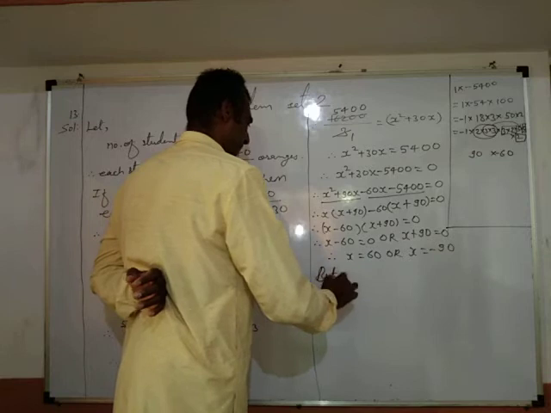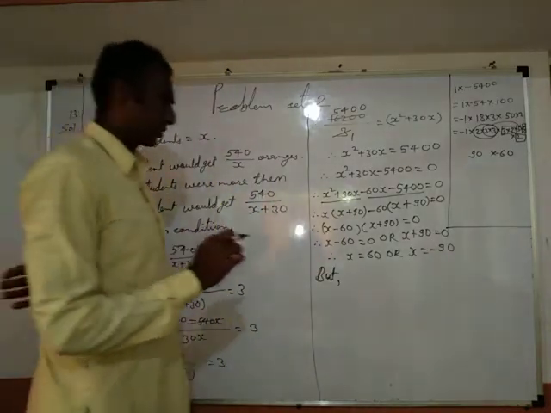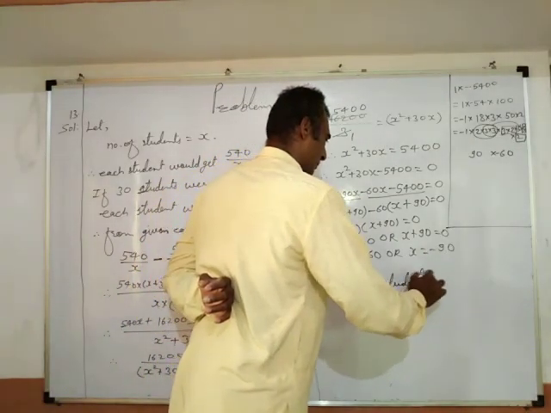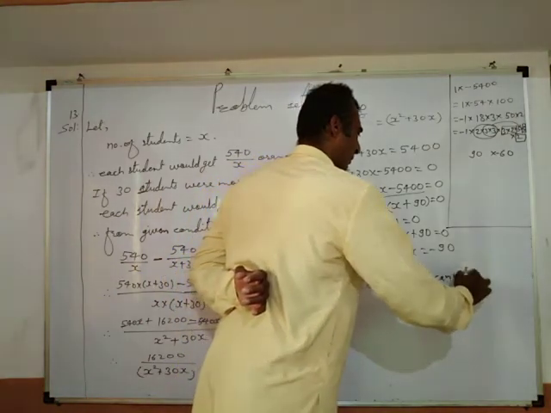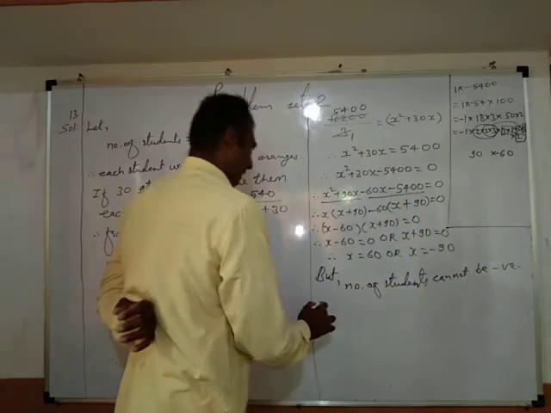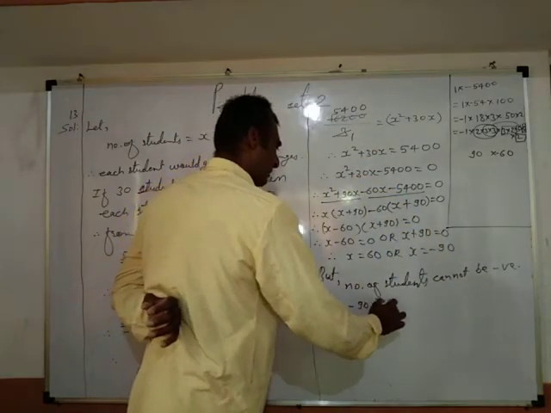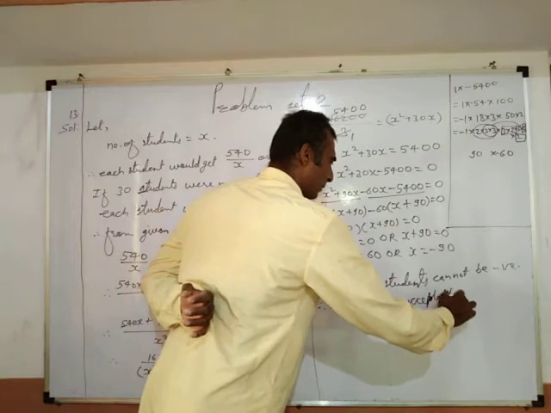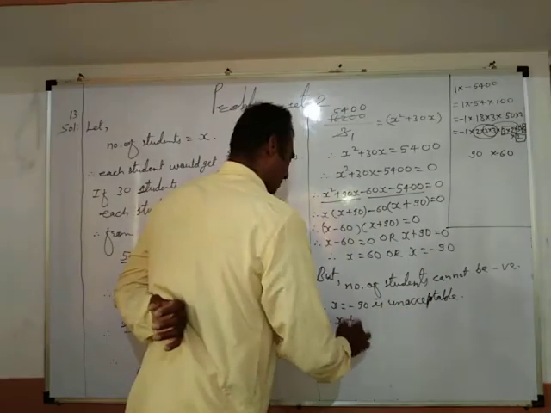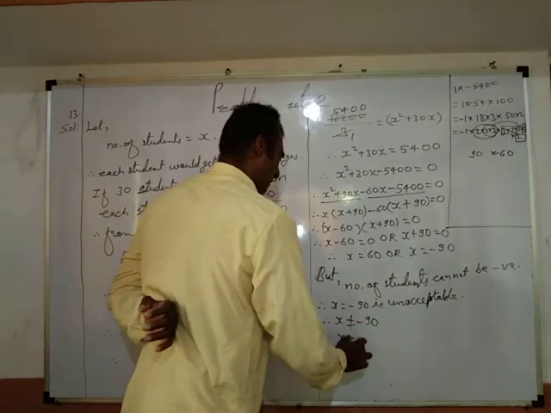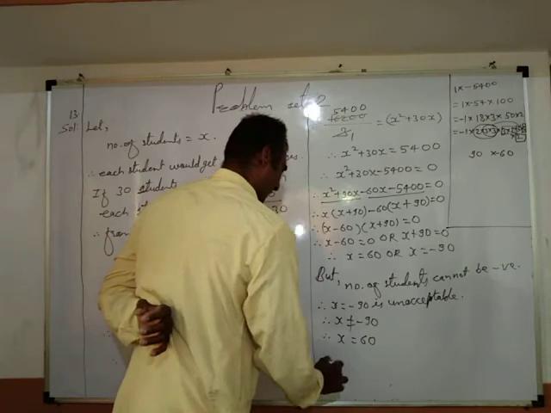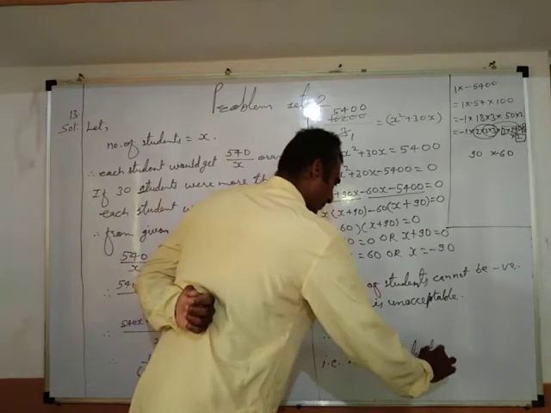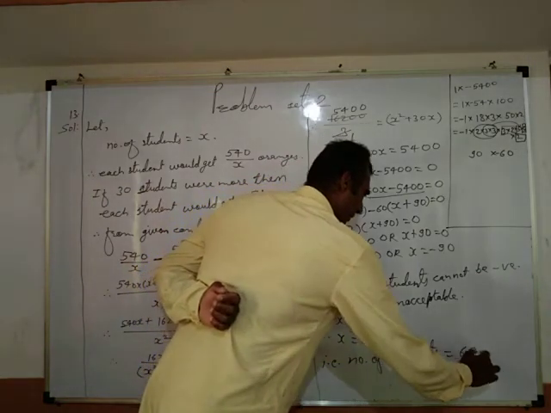But what is x here? X is number of students, but number of students cannot be negative, and therefore x equals minus 90 is unacceptable, and therefore x must not be equal to minus 90, and therefore x must be equal to 60, that is number of students must be equal to 60.